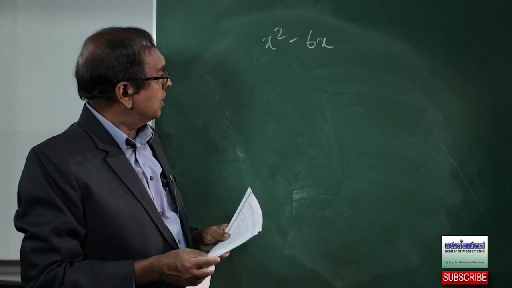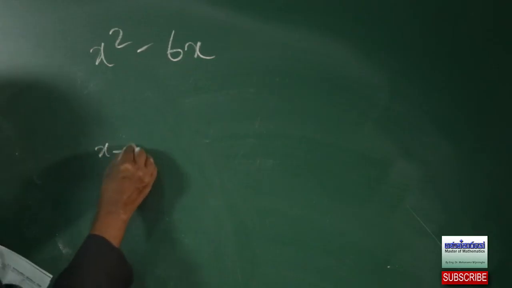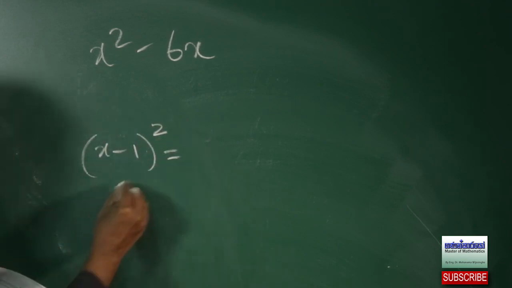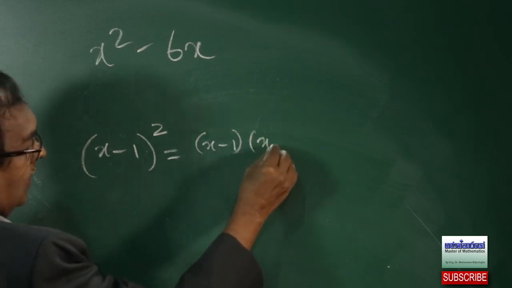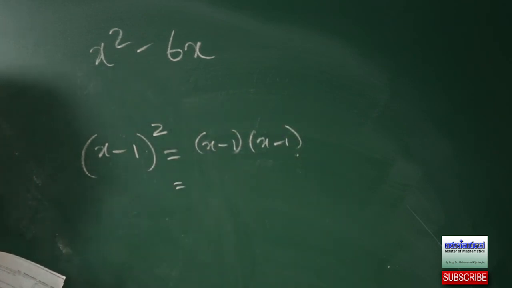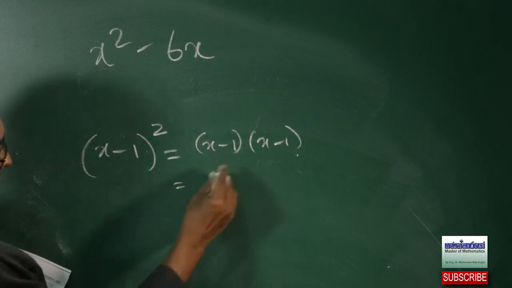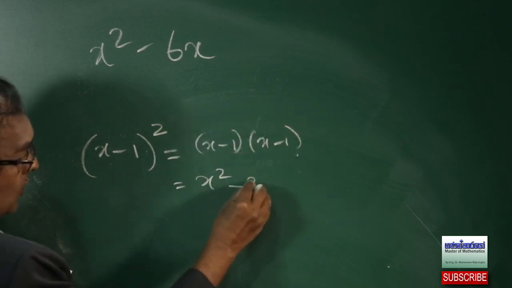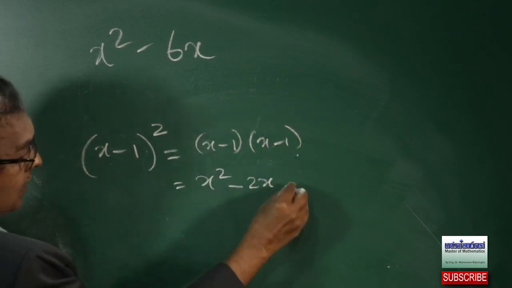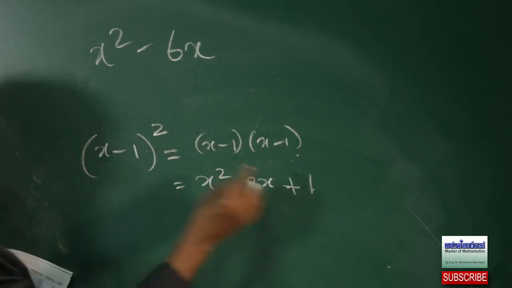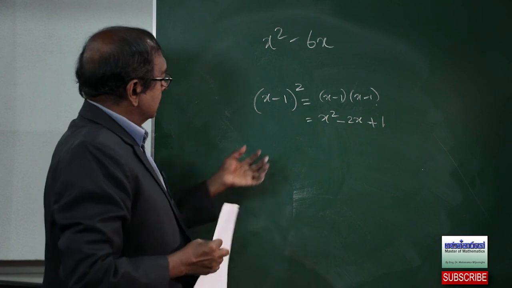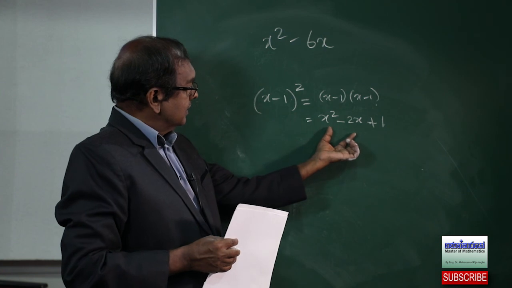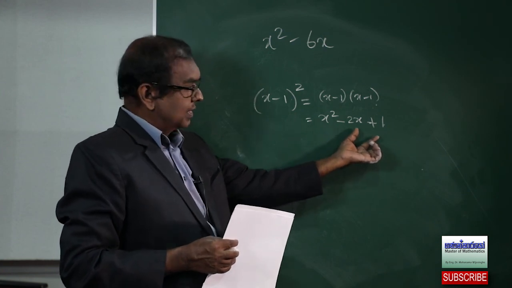Perfect square, what is the meaning? x minus 1 squared. This is a perfect square. That means x minus 1 times x minus 1. If we remove the brackets, x into x, x squared, minus x, minus x, minus 2x, minus into minus, plus 1, 1 into 1, 1. If we remove the brackets, we get this expression, x squared minus 2x plus 1.